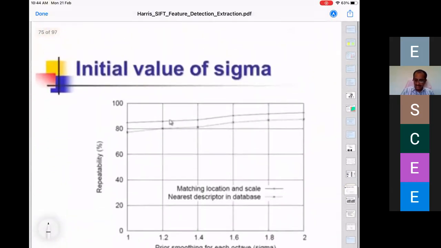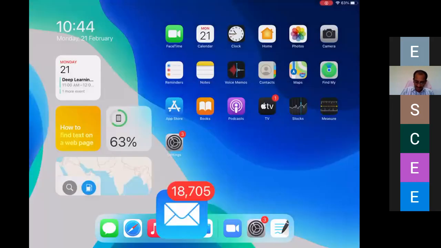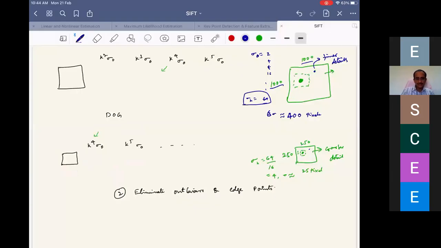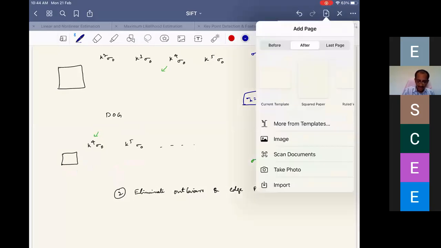Then let's discuss the next step of how exactly we do the key point localization, as well as eliminating the outliers among the key points. So far, if you have any question, you can ask.